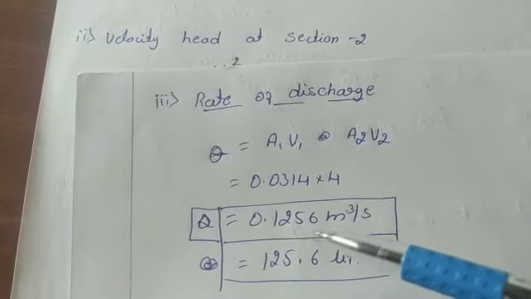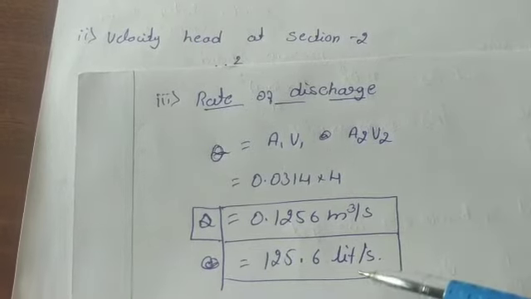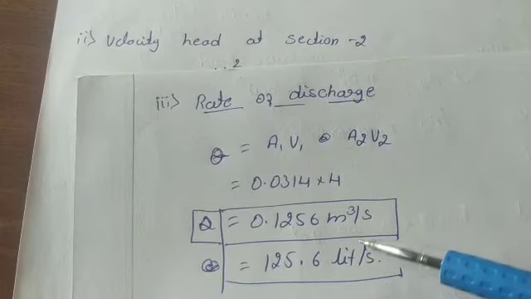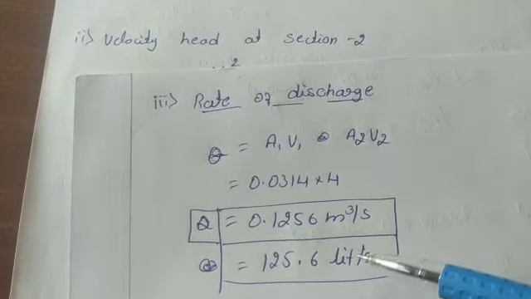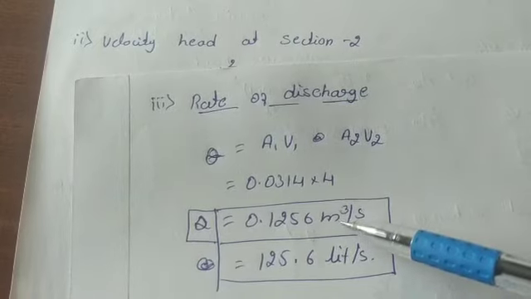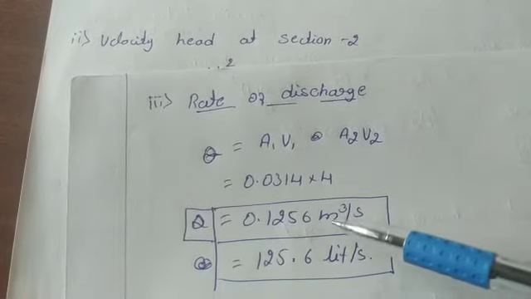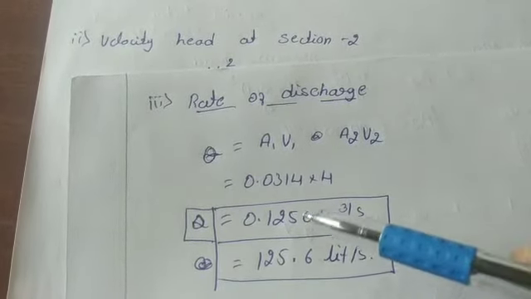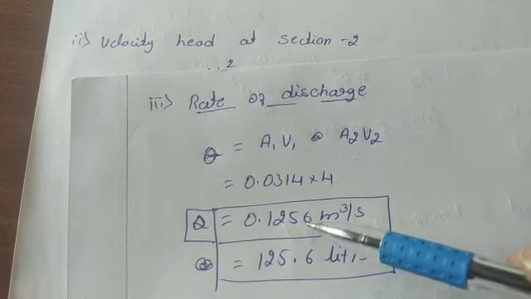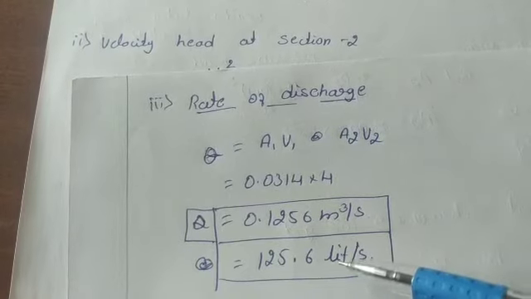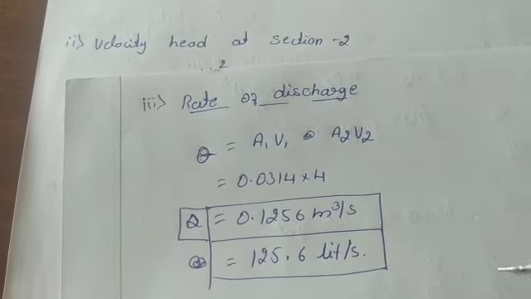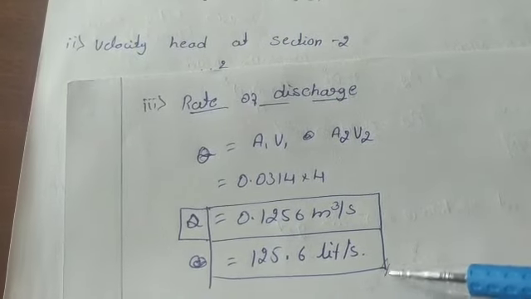If you want to convert it in terms of liter per second, note that if you are getting liter per second and divide by 1000, you get this equation, which is in terms of meter cube per second. So if you have the value in meter cube per second, just multiply by 1000, and you get it in terms of liter per second. So that is the answer for this problem.